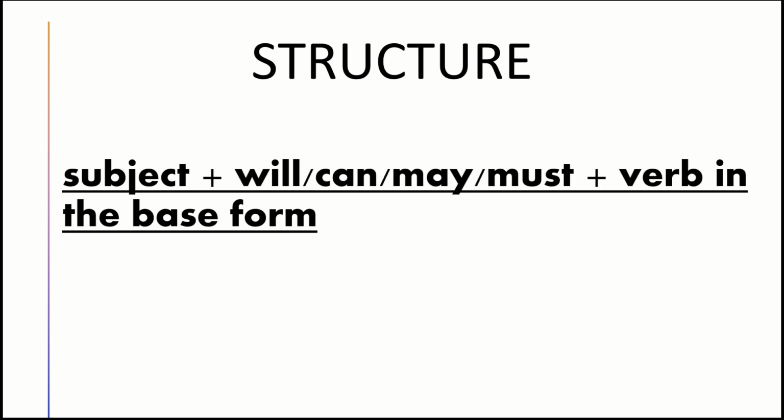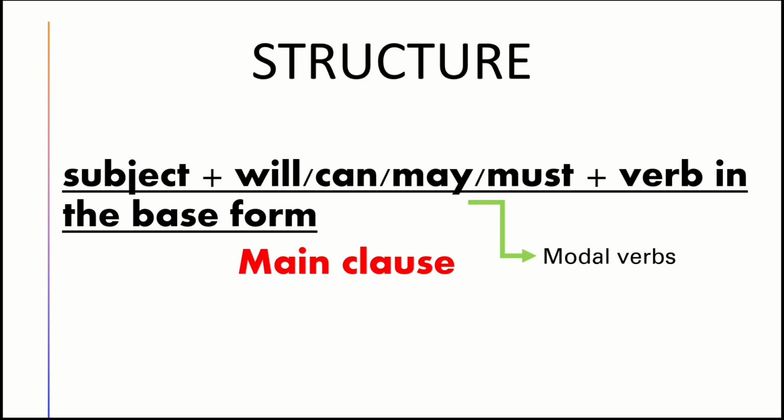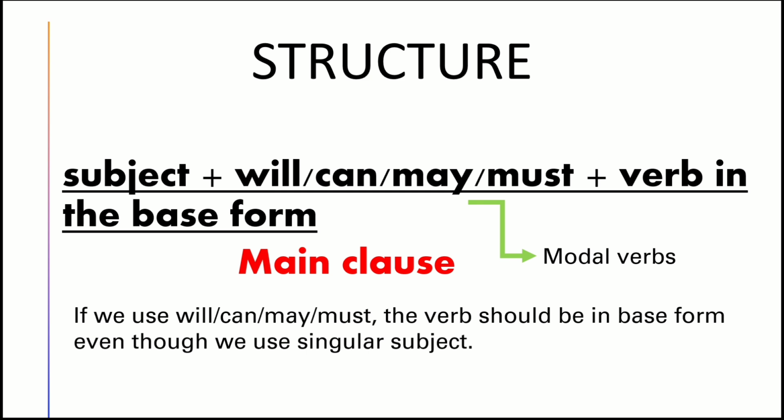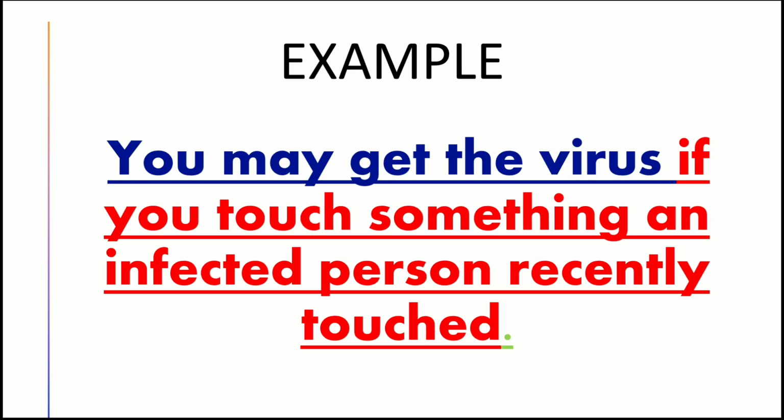Ngayon, ano naman kapag main clause ang pinag-uusapan natin? Ano ang structure niya? We have the subject, will, can, may, must as our modal verbs. Ang tawag sa kanya ay modal verb. And also, we have the base form of the verb. If we use will, can, may, or must, the verb should be in the base form. Okay? Kasi nga, ang gamit ni will, can, may, and must might affect the verb. Okay? Kaya nagiging base form siya. Kahit na, ang ginamit mo na subject is singular.